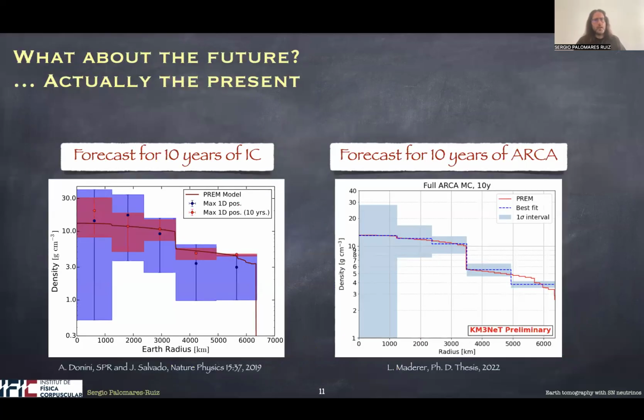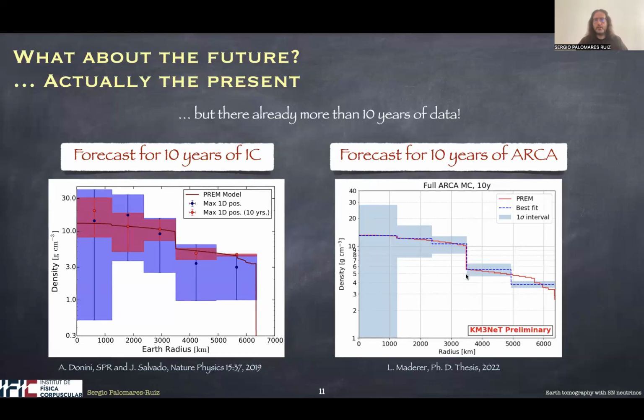But what about the future? And actually, the present. We did this analysis about 7 years ago with 1 year of data. There was already more than 1 year of data back then, but of course, now we have a lot more data. Actually, there is more than 10 years of data. Back then, we did a forecast for 10 years of data, just scaling up the data that we had for 1 year, and this is the red histogram here. So significant improvements on the determination of the density distribution of the Earth could be achieved.